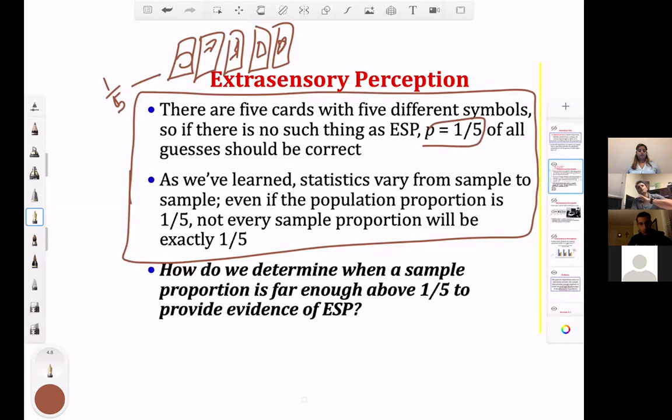If you don't believe in ESP, like Steve, the probability of each one will be 1/5. If you believe in ESP, then the probability should be higher. For example, the probability of the card with the circle might be higher because somebody can read the mind. So how do we determine when a sample proportion is far enough above 1/5 to provide evidence of ESP? If it's above 1/5, something is going on, not cheating, but somebody reading somebody else.